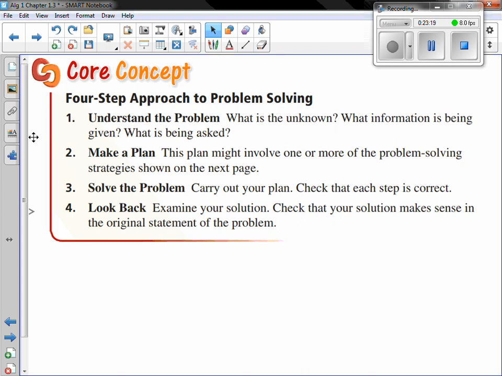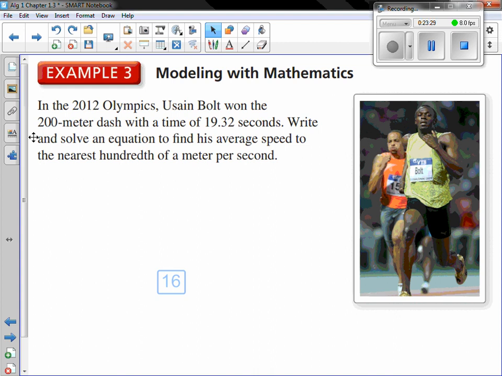So, the 4-step approach. We're going to do some problem solving. We're going to solve some real world problems. So we're going to understand the problem, make a plan, solve the problem, and look back at what we did. Now, look back and check and make sure it makes sense. In the 2012 Olympics, Usain Bolt won the 200-meter dash with a time of 19.32 seconds. Write and solve an equation to find his average speed to the nearest hundredth of a meter per second.